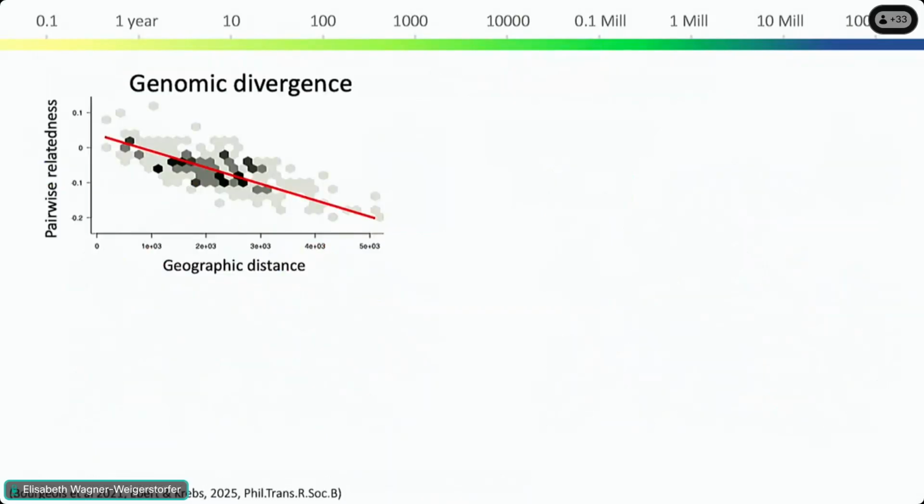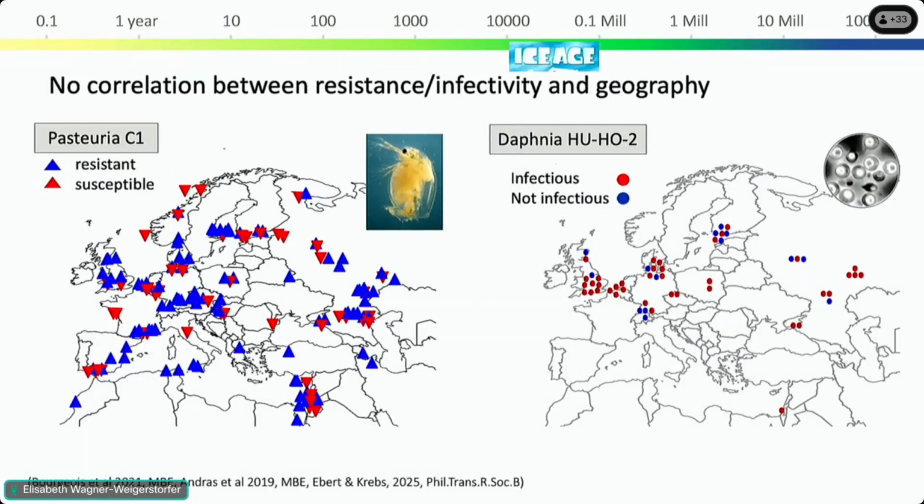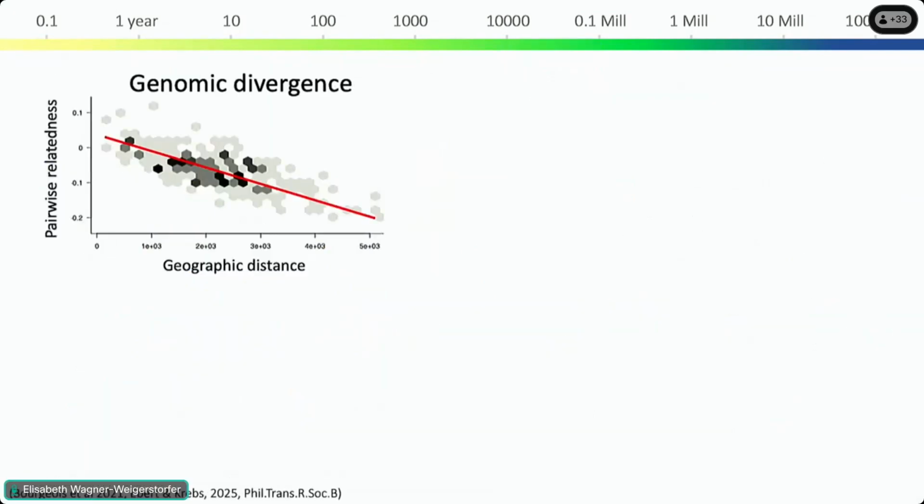What we find is that we have a pattern of what is called isolation by distance. So geographic distance is shown here, and this is pairwise relatedness of the Daphnia genotypes, which we had sequenced from the different populations. And you see we get a nice decline of relatedness over distance. This is a signature of isolation by distance. Here we don't see this. There is no isolation by distance. Here we see this.